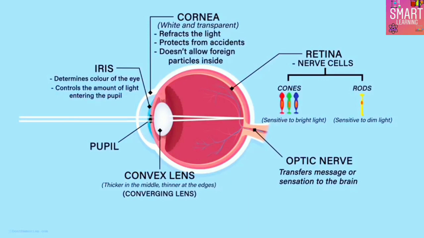Behind the pupil, there is a converging lens which focuses the light on the retina. The retina consists of two types of nerve cells, namely cones and rods. They transfer the message to the optic nerve. There is a lot of information to digest. In the next video, we will talk more about this lens present inside the eye, and we will also discuss its functioning.